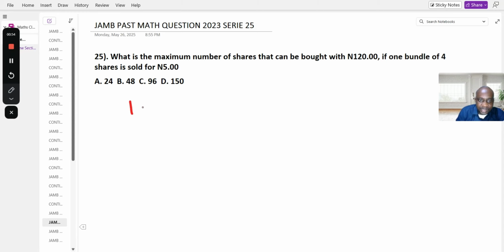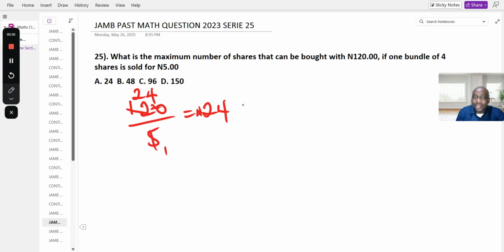Firstly, divide 120 divided by 5. How many 5 can we see in 12? We can see 2. The remaining 2, add it to the 0. How many 5 can we see in 20? That's 4. Therefore, we pay for 5 naira in 24 times. In 24 times, we now multiply this by 4 shares, because each 5 naira they are going to give you 4 shares. 4 times 4 is 16. 6 remainder 1. 4 times 2, 8 plus 1, 9.